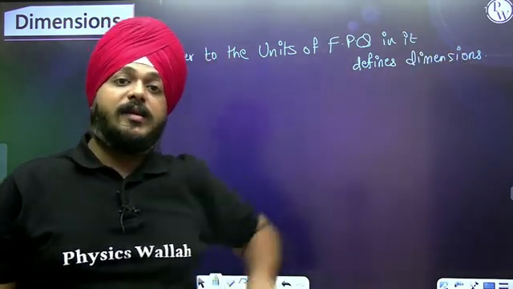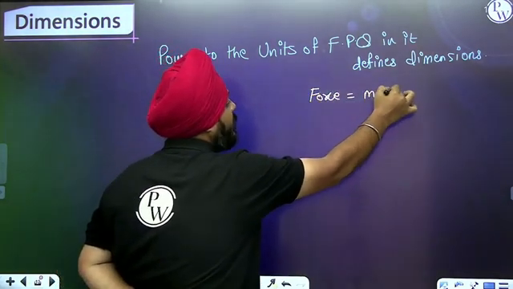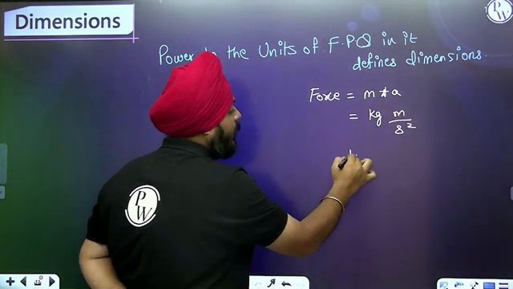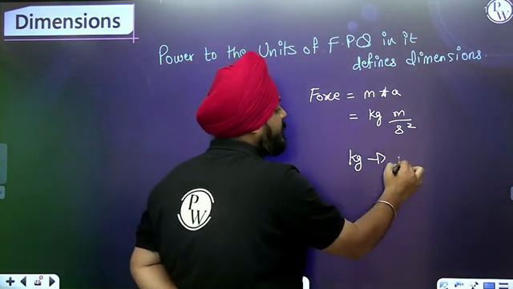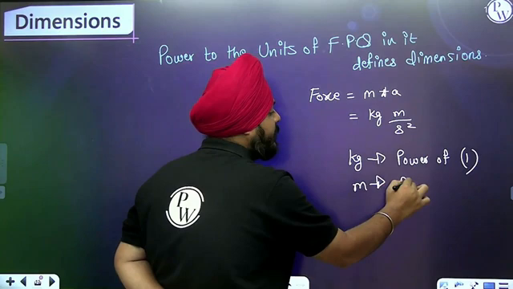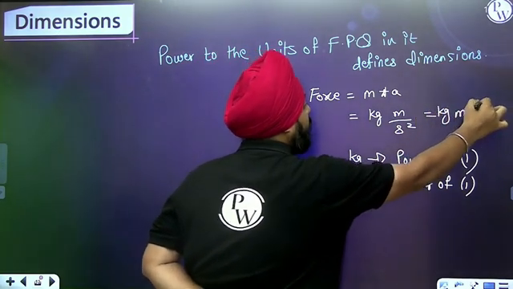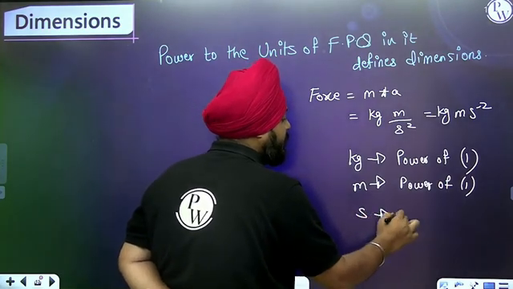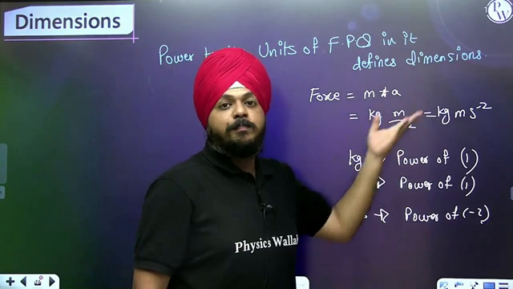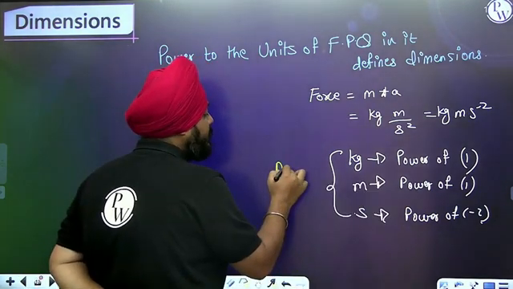Let us understand the concept of dimension with an example. Suppose this is force. Force is equal to mass into acceleration. So this is kg, and this is meter per second square. Here, kg is a fundamental physical quantity, the unit of mass, and it has a power of 1. Meter is a unit of length, and it also has a power of 1. In another sense, I can also write this as m s to the power minus 2. Similarly, s is second, and it has a power of minus 2. So these powers are considered as the dimensions.